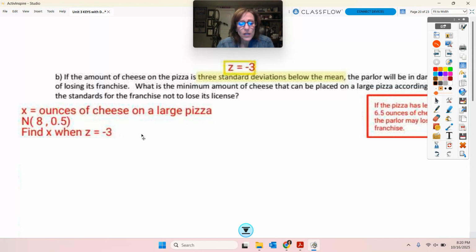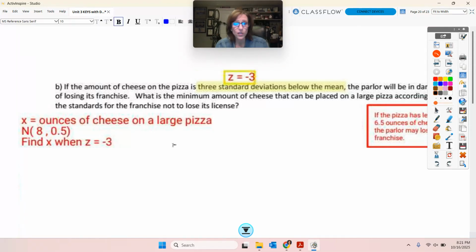You may choose to just take the mean and subtract away 3 standard deviations. That works if you show your math. I'm taking 8 and subtracting away 3 of these standard deviations. Then there you go, that's one way you can do this. So what is that? Is that 6.5? 6.5 ounces. Okay, that is a way to find the answer.